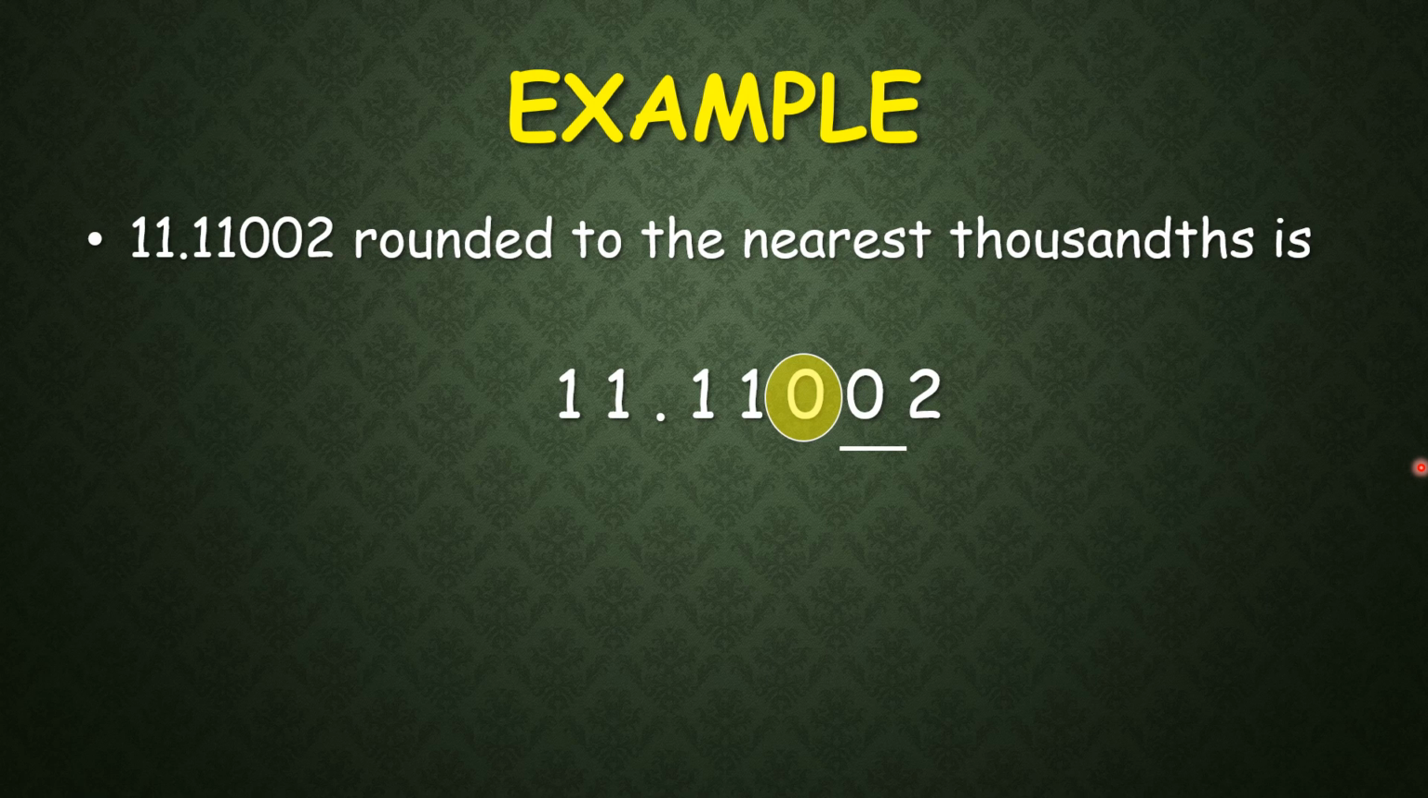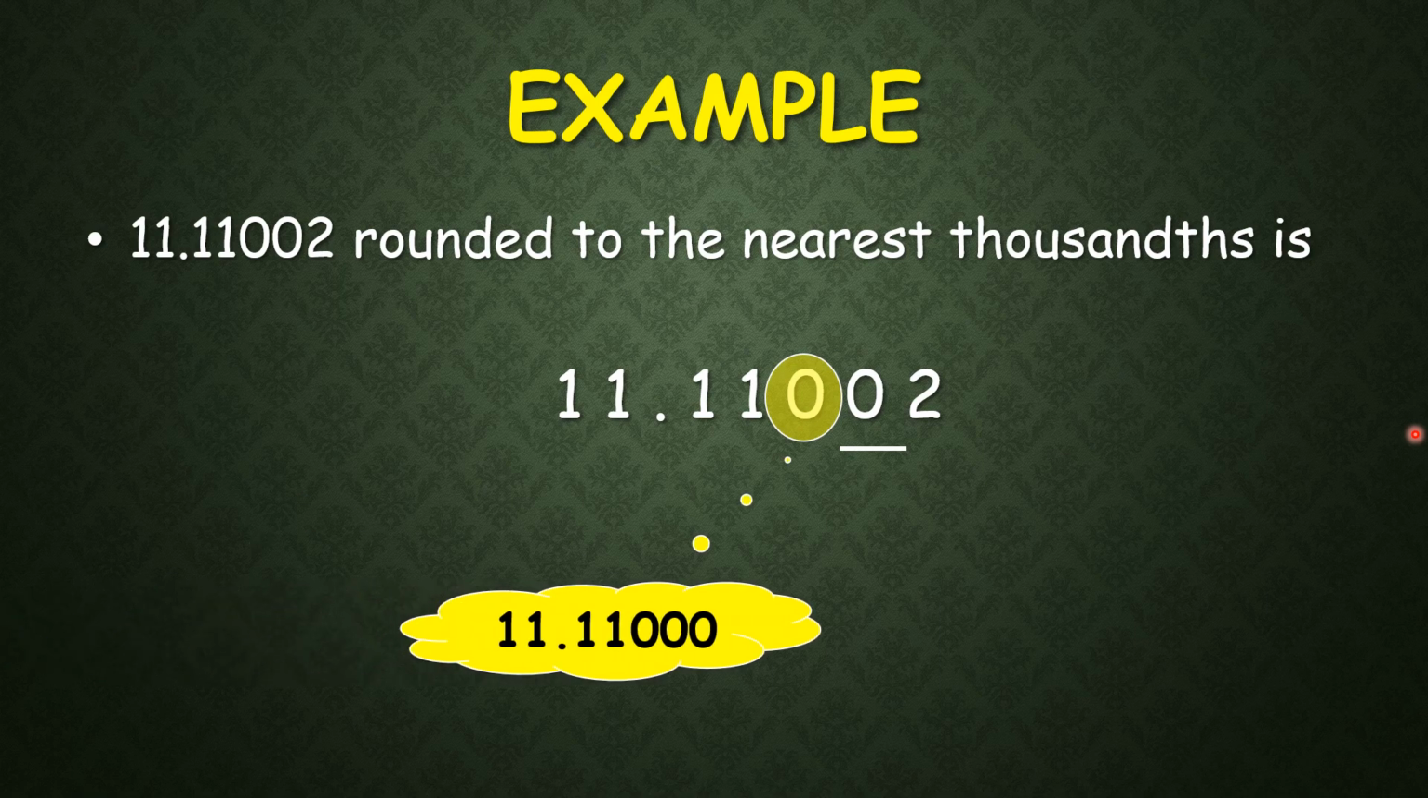Okay, and if we don't add 1 to the encircled digit, then what? Now another rule is there, that all the digits after the encircled digit are always 0. So here the answer is 11.11000, or you can write 11.11 also. Hope you have understood it.